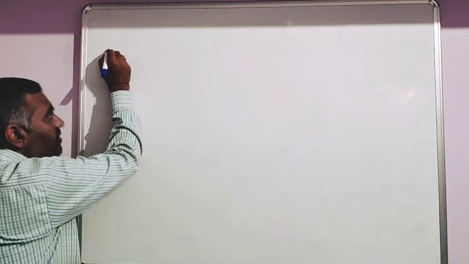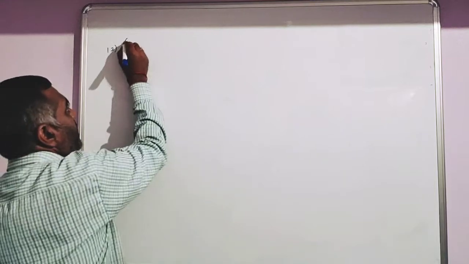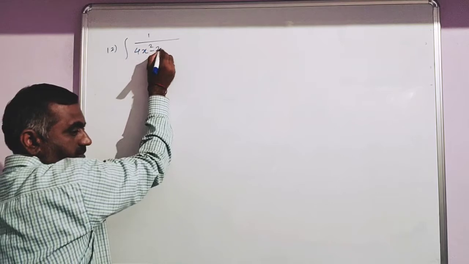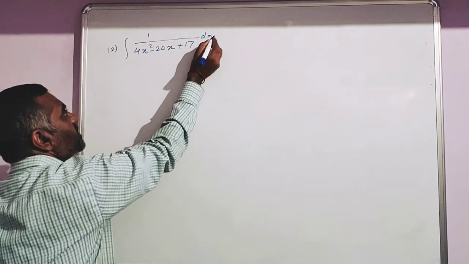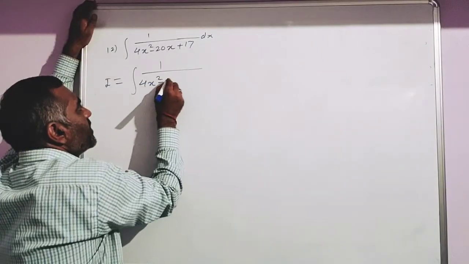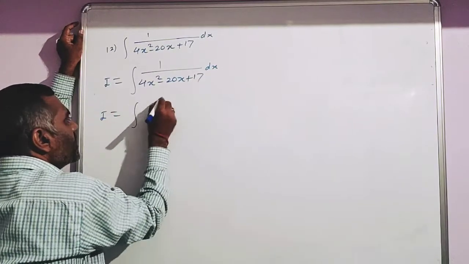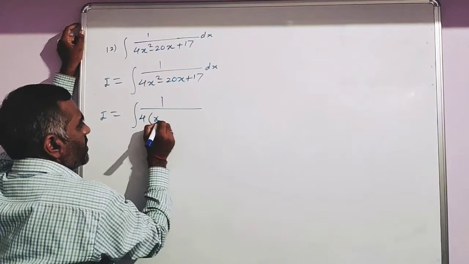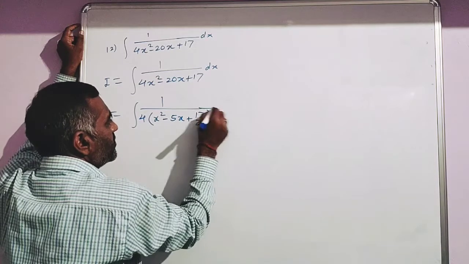Example number 12: integration of 1/(4x² - 20x + 17) dx. Therefore I is equal to the integration of 1/(4x² - 20x + 17) dx. The first step is to take out the 4 as common: 1/4 times (x² - 5x + 17/4) complete dx.